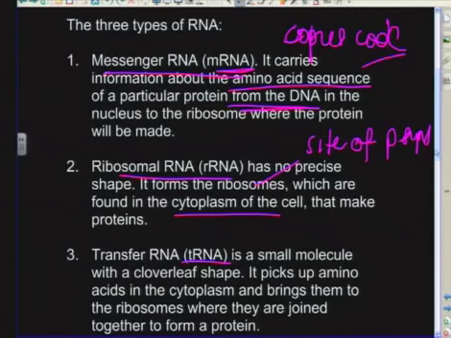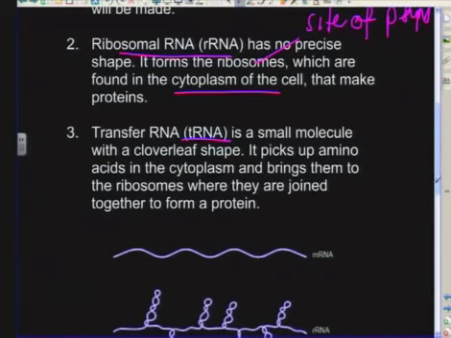Last one, transfer RNA: a small molecule with a clover leaf shape. It picks up amino acids. Listen to this. It picks up amino acids. From where? From the cytoplasm. And what does it do with them? It brings them to the ribosomes, where they are joined together to form a protein.